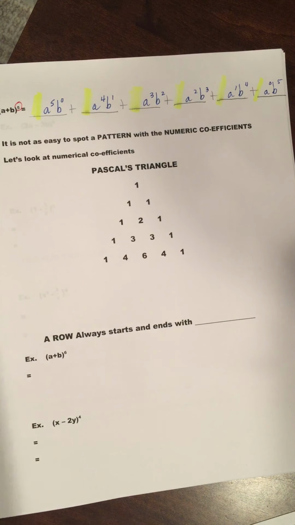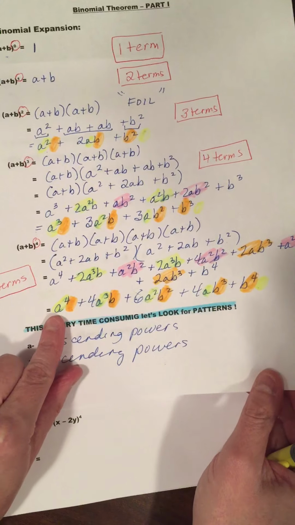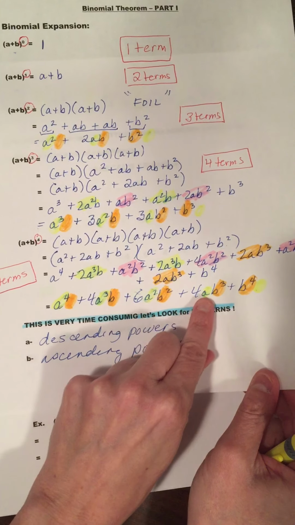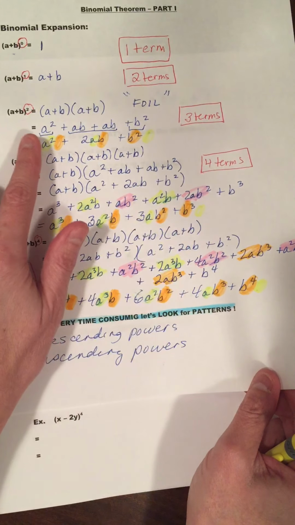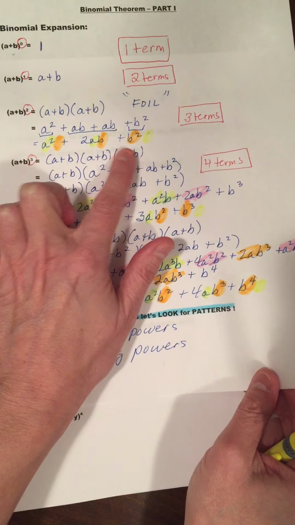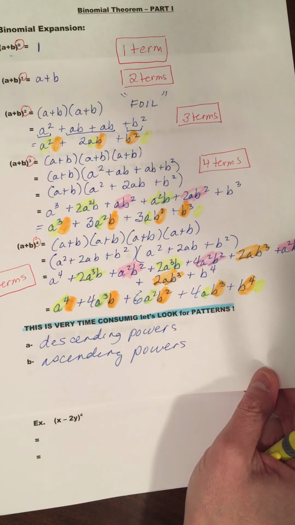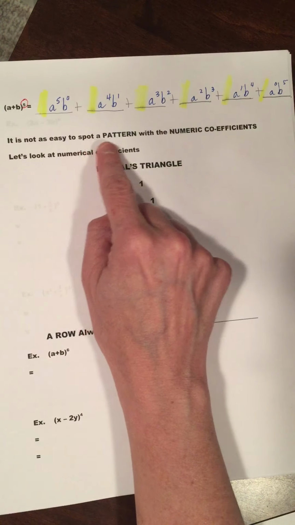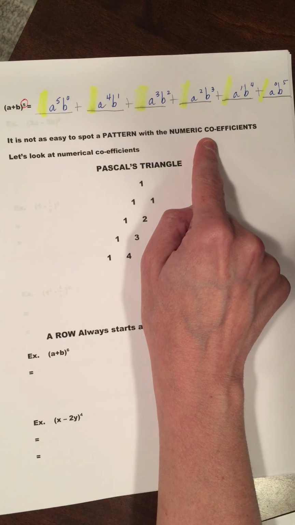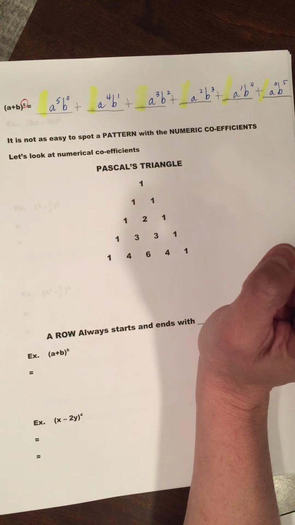Hold on for a brief moment, okay? 1, 4, 6, 4, 1. 1, 3, 3, 1. 1, 2, 1. 1, 1. I'm feeling iffy. I don't have a clue where those are coming from. Well, guess what? That's what I'm going to show you, and it's quite cool. It's not as easy to spot the pattern in the numerical coefficients. That's what we just talked about.